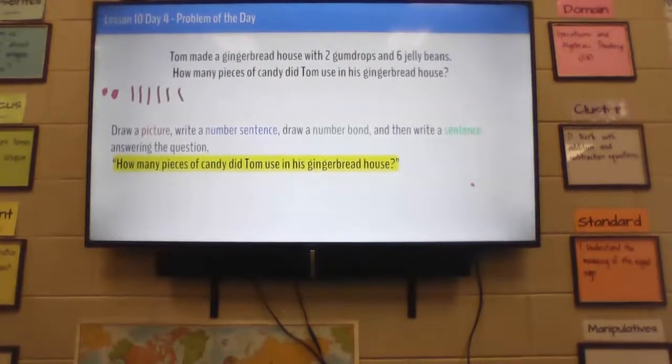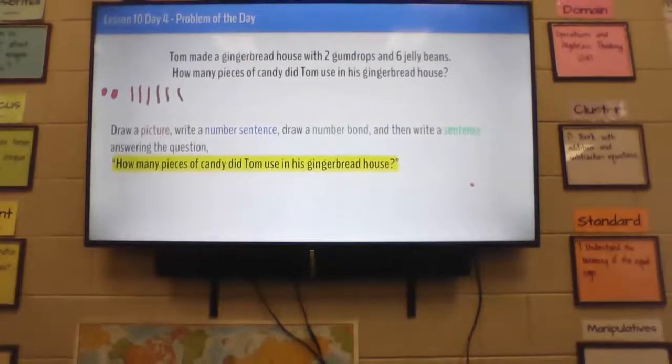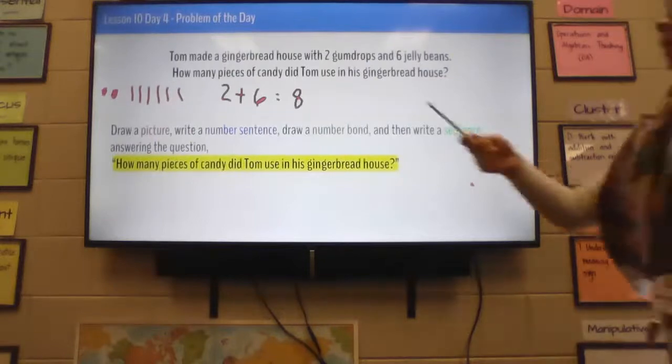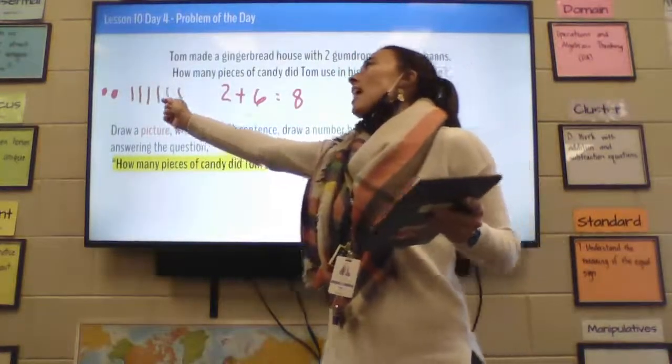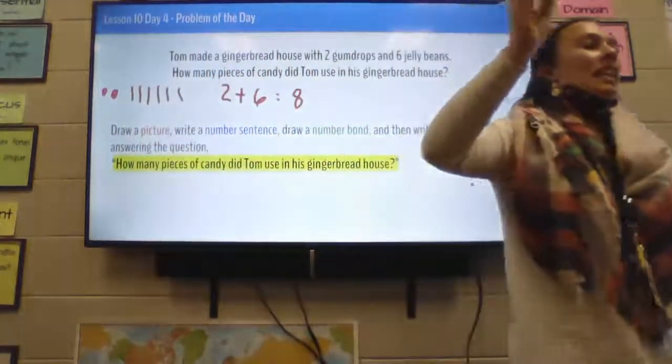Yeah. Okay. Now, Serenity, what would your number sentence look like? She said 2 + 6 = 8. Would that match the picture that I just drew? Yep. 2 gumdrops + 6 jelly beans, and that equals 8 pieces of candy in all.